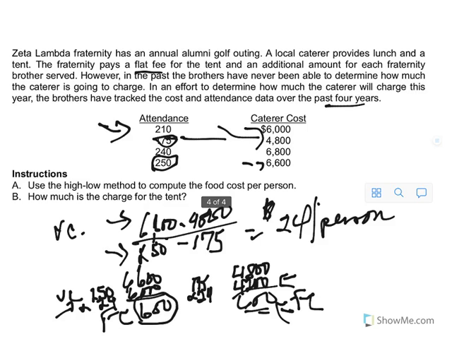How much is the charge for the tent? Well, you see the high-low computes the food cost and the tent cost, the fixed cost and the variable cost.